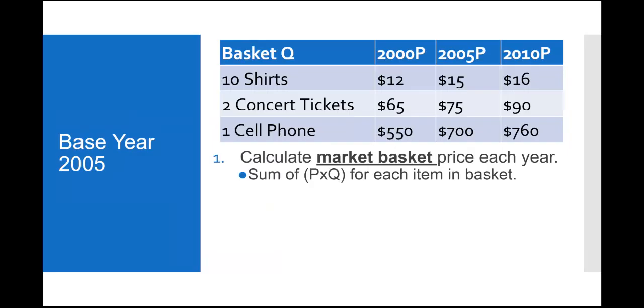So pause the video here in just a moment and calculate the value of the basket in each of these 3 years. What would it cost to buy 10 shirts, 2 concert tickets, and 1 cell phone in each year? Pause here and I'll come back in 5 seconds to check your work.